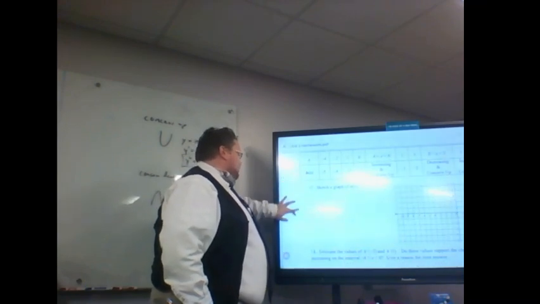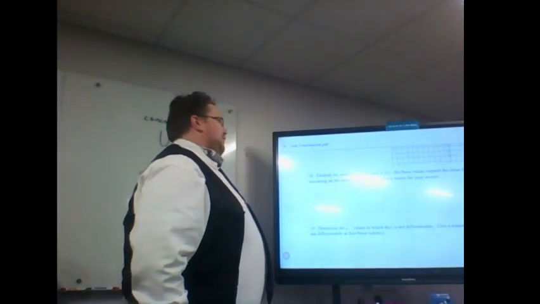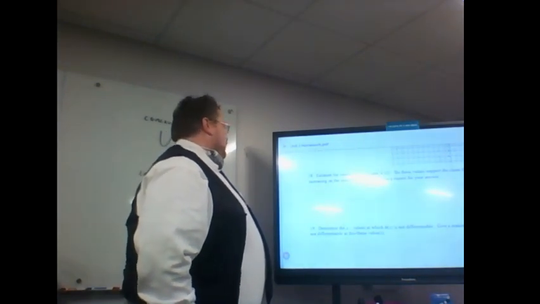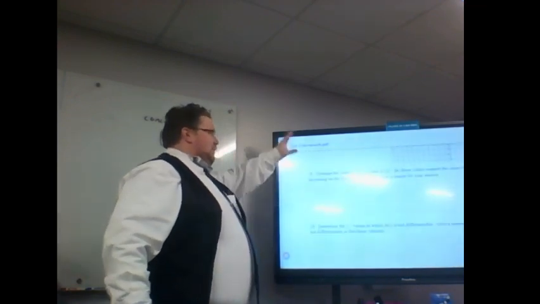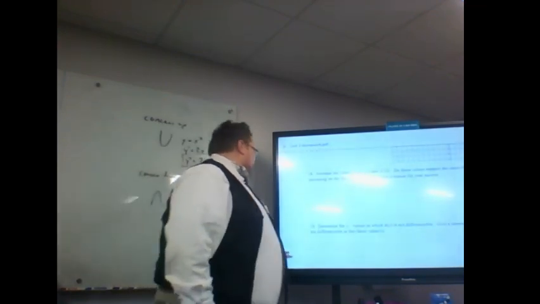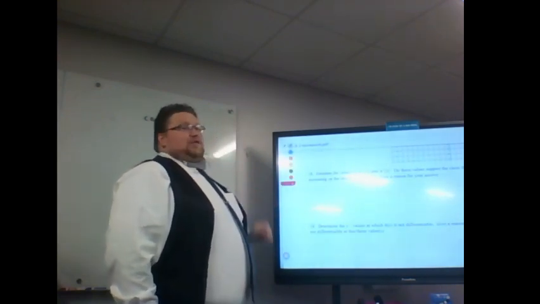19. Determine the x values at which h of x is not differentiable. Give a reason why h of x is not differentiable at these values. So there's two ways to think about that, so I'm sad I have the picture gone. Let's see how well you guys remember. Determine the values at which h of x is not differentiable.